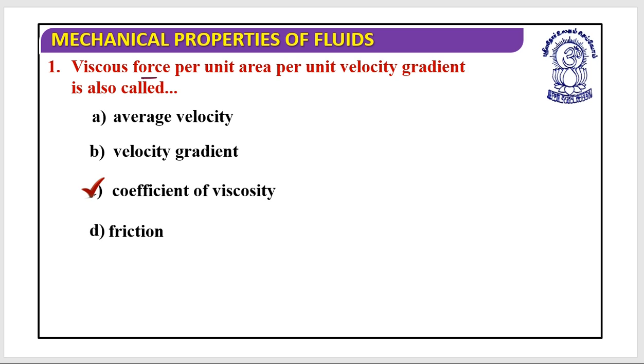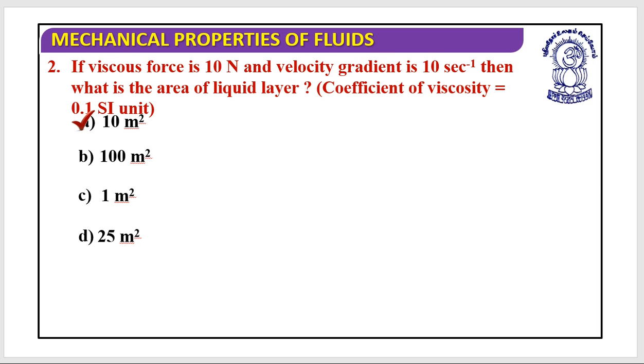The question says that viscous force per unit area per unit velocity gradient, dv by dx, is also called as, yes, this is eta, the coefficient of viscosity. Next, if viscous force F is equals to 10 Newton and velocity gradient dv by dx is equals to 10 per second, second inverse, then what is the area of liquid layer?